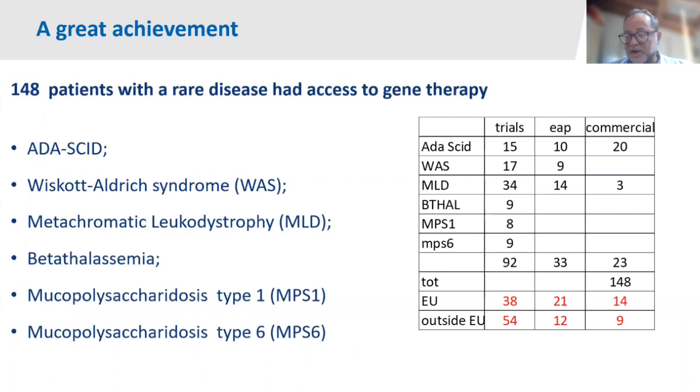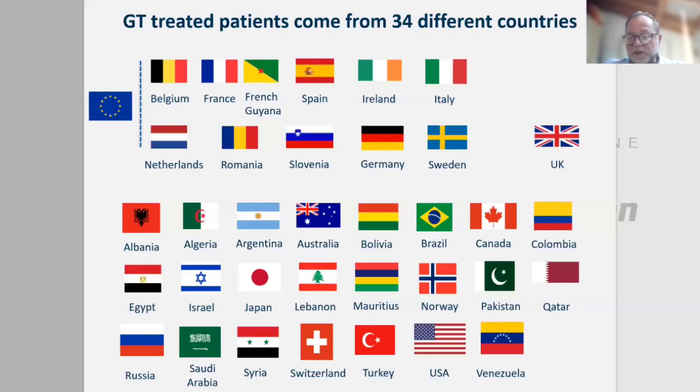We have so far treated 148 patients with a rare disease in gene therapy, both ex vivo and in vivo gene therapy, most of them in Milan. You see there are different immunodeficiency disorders and metabolic disorders that we are treating. Here on the right side, you see the number for each specific disease. Patients come from all over the world, and this is an important factor to consider.